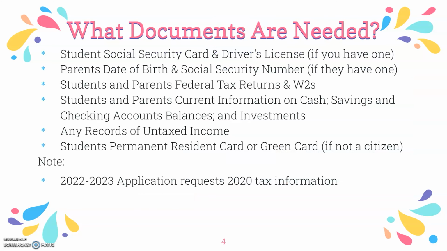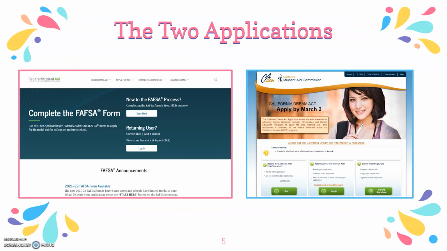Before starting your application, be sure to gather appropriate information and documents. This may include your Social Security number, tax documents, and other income information. There are two financial aid applications, the FAFSA and the California DREAM Act. You will need to complete one, and this will depend on your status. We will go over this shortly.